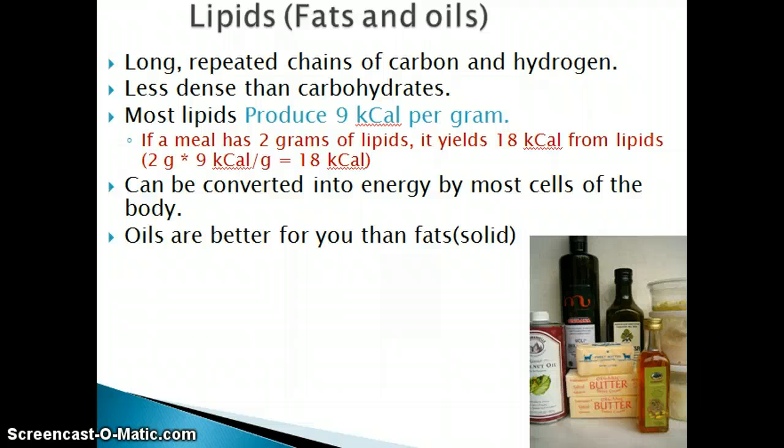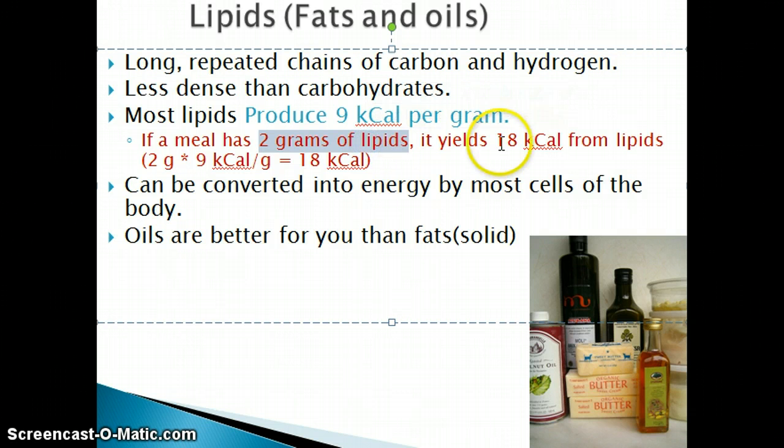So if I have 1 gram of carbohydrates, I get 4 kilocalories per gram. 1 gram of lipids yields 9 kilocalories per gram. Now, if a meal has 2 grams of lipid, it will yield 18 kilocalories. So again, I took the 2 grams, I multiplied by the energy density of 9 kilocalories per gram, and I got 18 kilocalories. Now, most of your cells can use lipids for energy. Oils and fats both yield 9 kilocalories per gram. Doesn't matter if it's peanut oil or if it's bacon grease. They both yield 9 kilocalories per gram. But oils, which are liquid, are better for you than fats, which are solid.